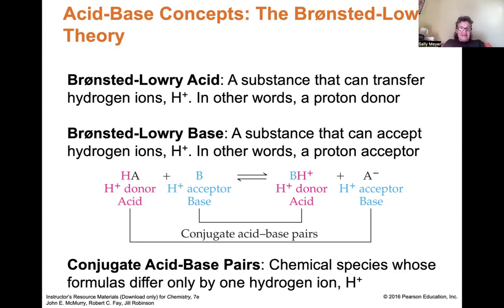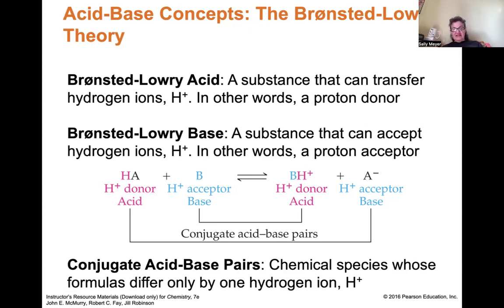So in this case, the HA is the proton donor. The B in this case is an H+ acceptor, so that makes it a base. And so if the proton goes from HA over to the B, then we now have a new acid on that side, BH+, and then we have a new base on the other side. The H has left the A, and now we have A-.